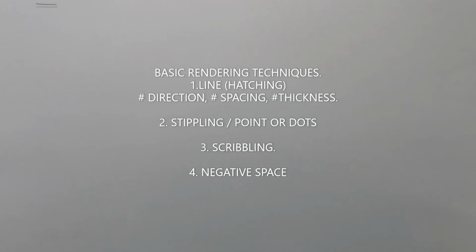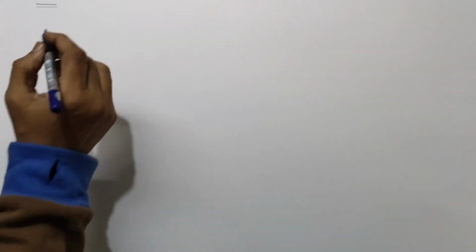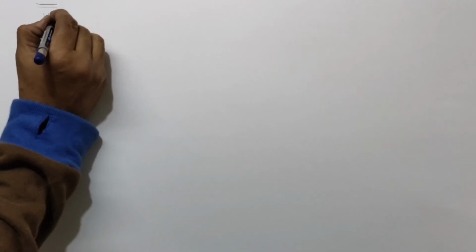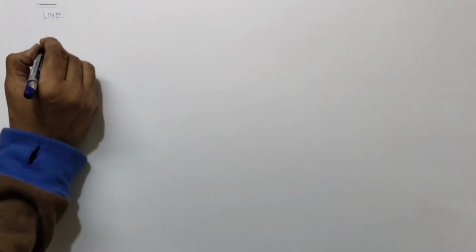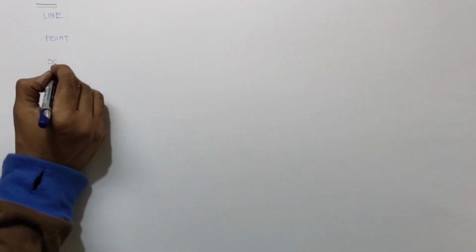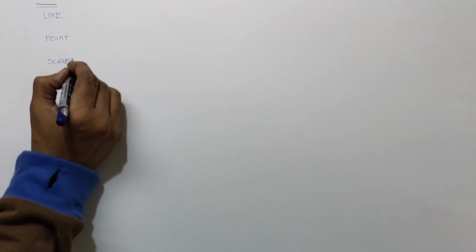What we should always understand is that in rendering, or hatching as we call it, we basically have three types. The first one is a line, the second one is a point, and the third one is scribble. So these are the three most important things we use. For example, I will demonstrate the example of line.